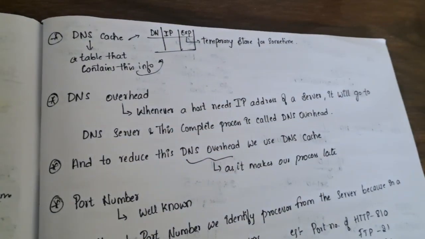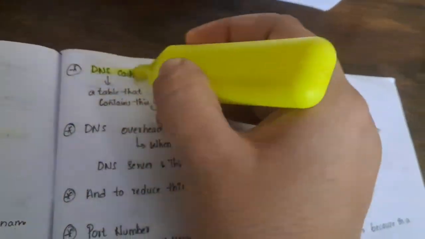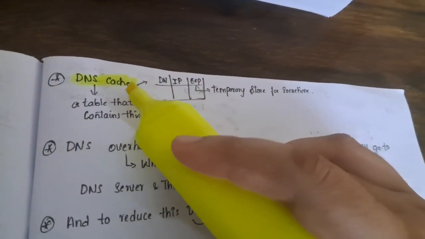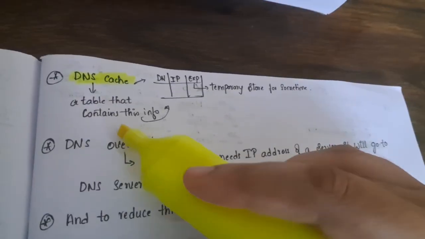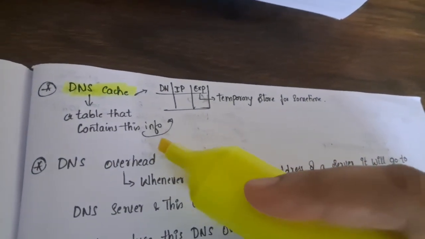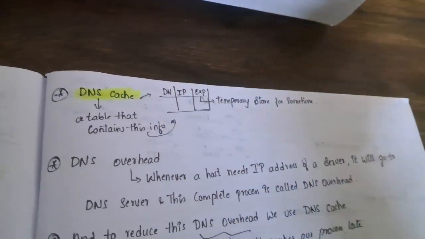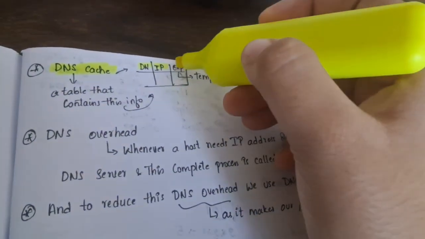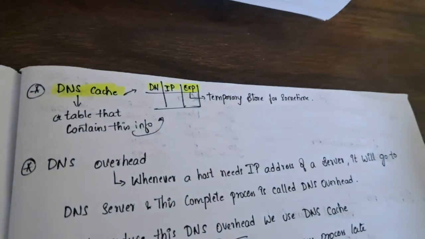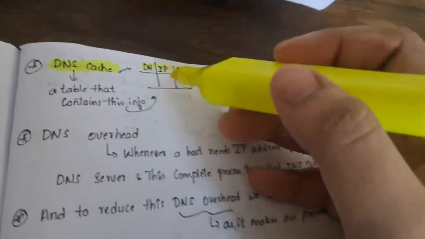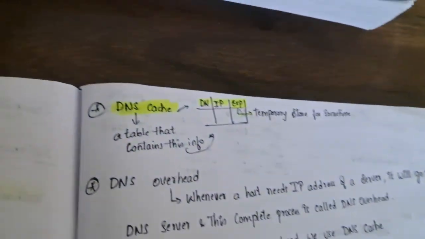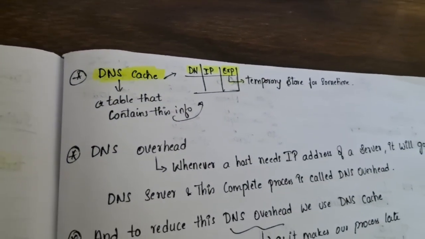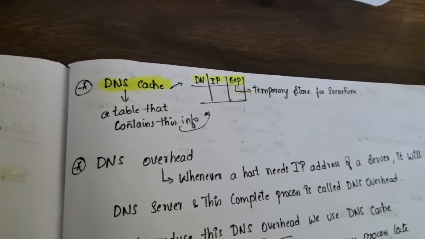So next we have something called DNS cache. Now this DNS cache is very simple. It's just a table that contains some information. What information does it contain? It contains the domain name, its IP address, and its expiry time. This expiry time is temporary. So you can say it is configurable.